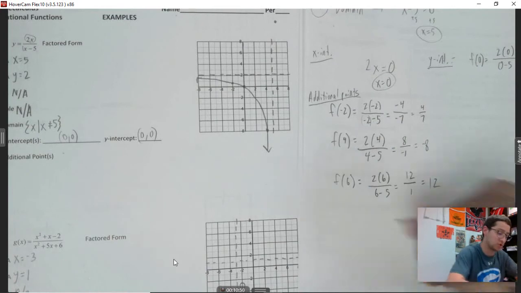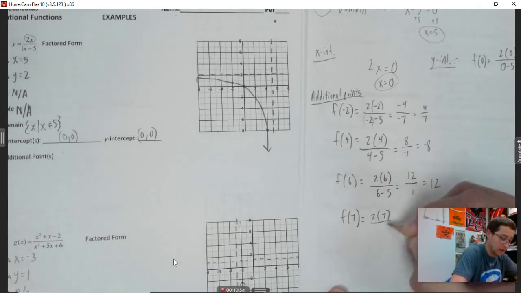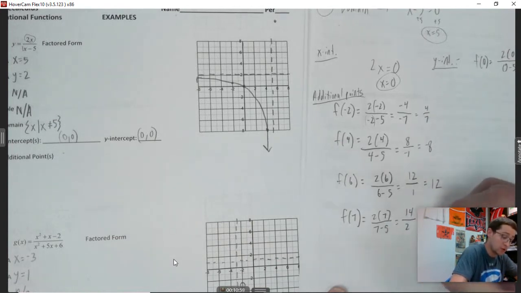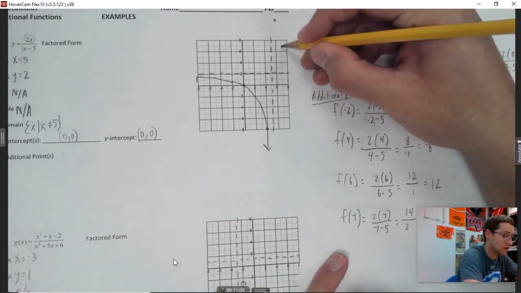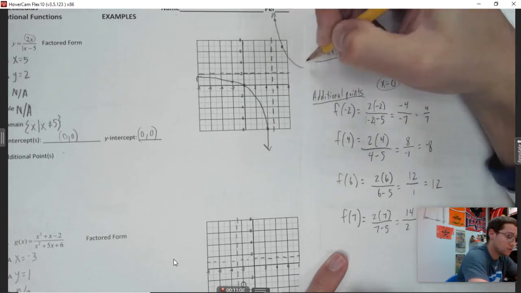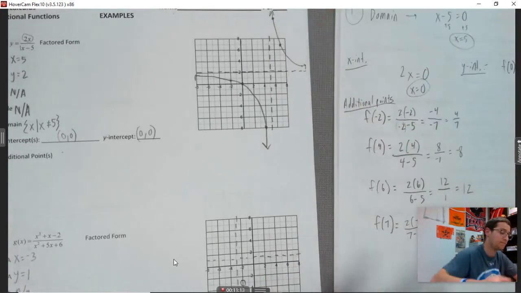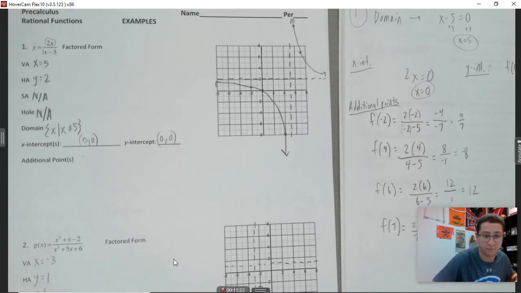And then for 7, f of 7, again, 2 times 7, and we've got 7 minus 5. We've got 14 on top and 2 on the bottom, so we also get a 7 there. So (7, 7) is right here. To estimate, we know it's going to look something like that because of that asymptote there. So that's what we're doing with the additional points. We're just trying to get a better, more accurate idea of what the rational function looks like.